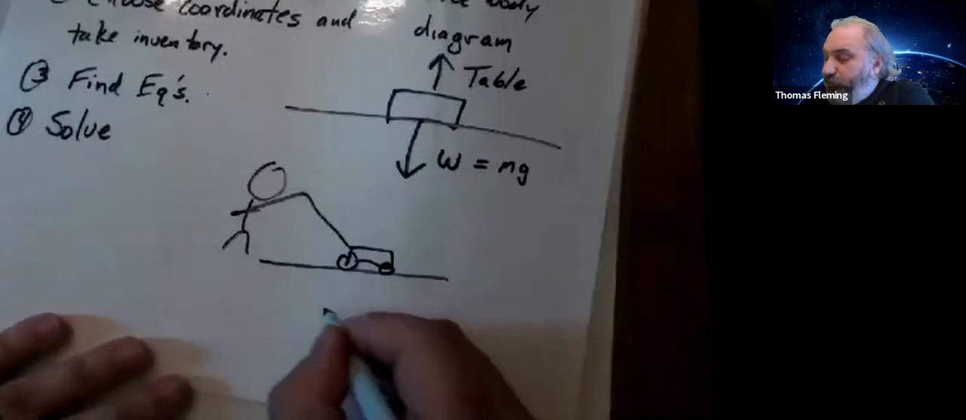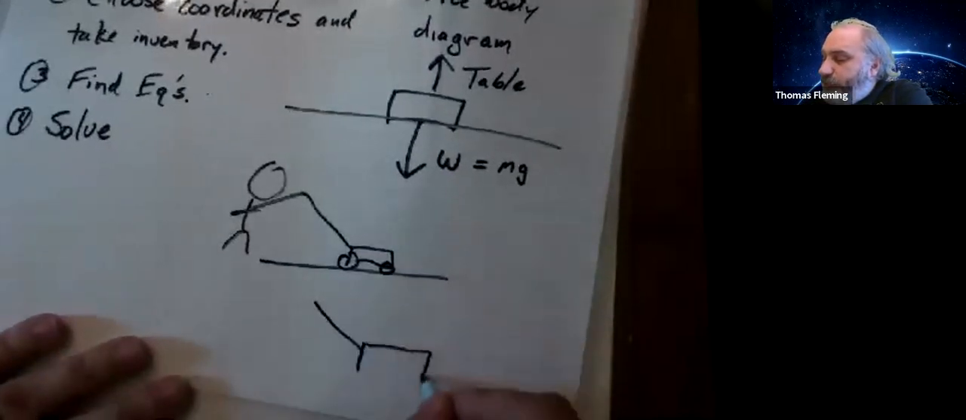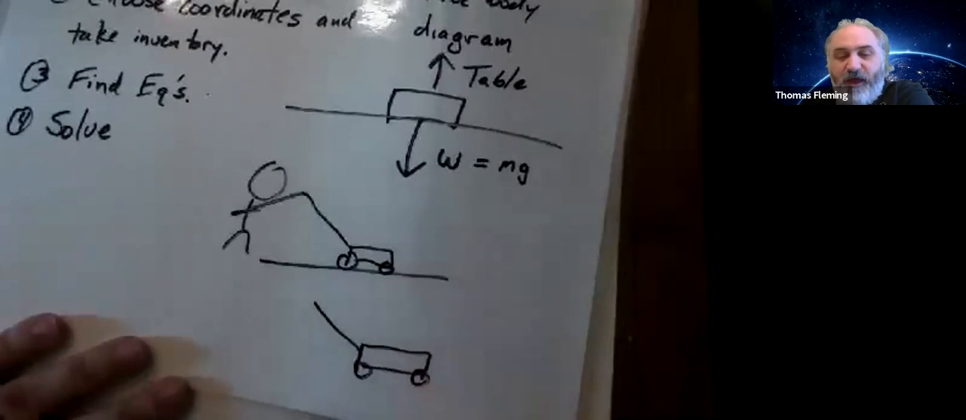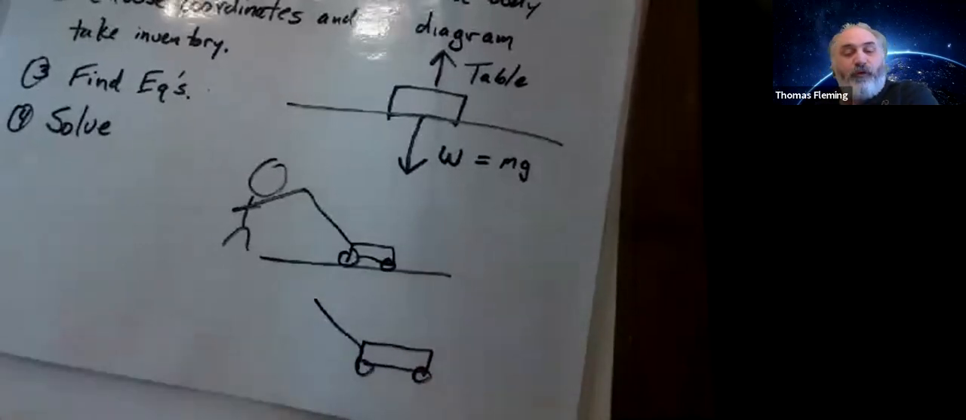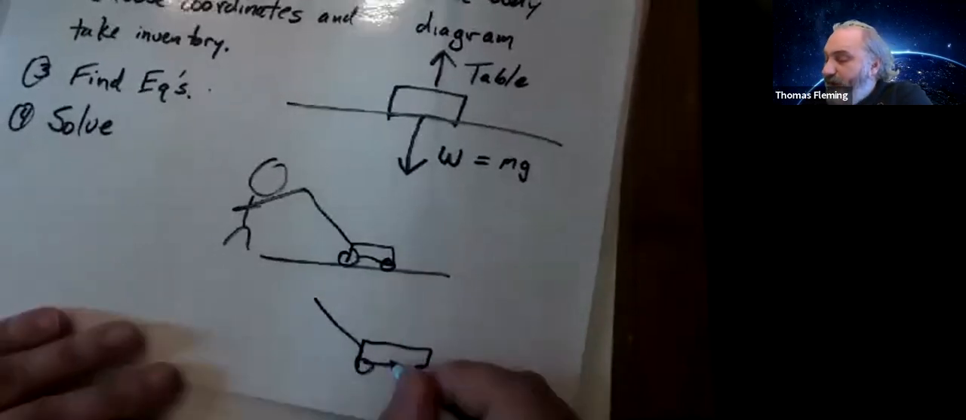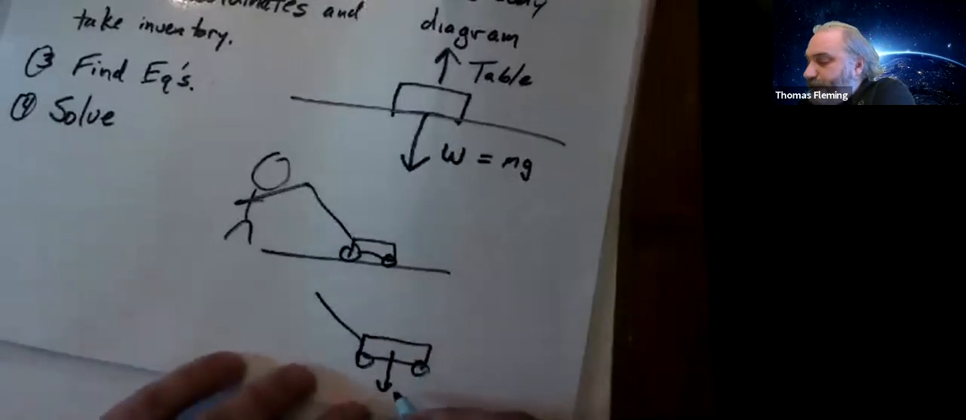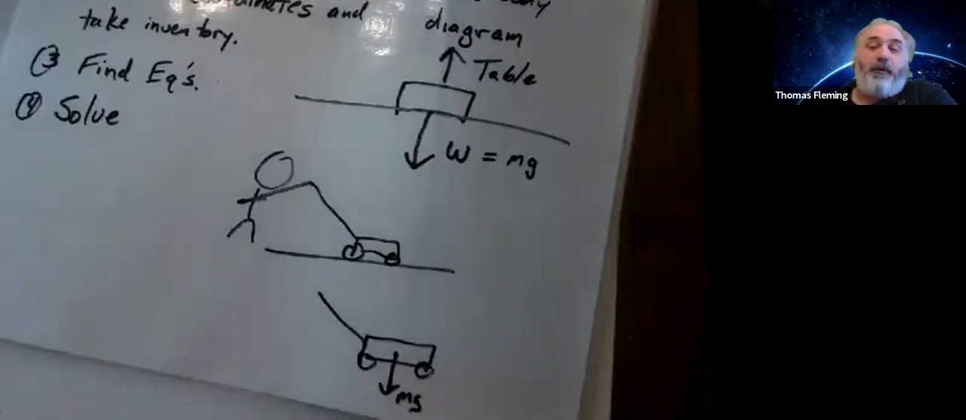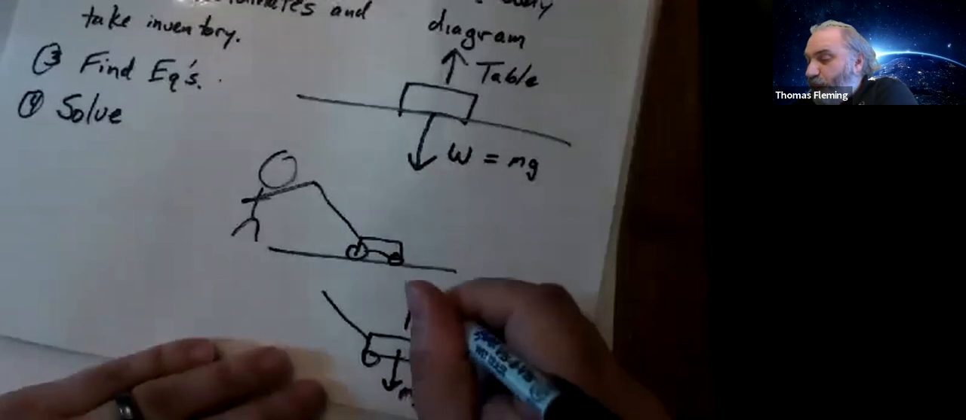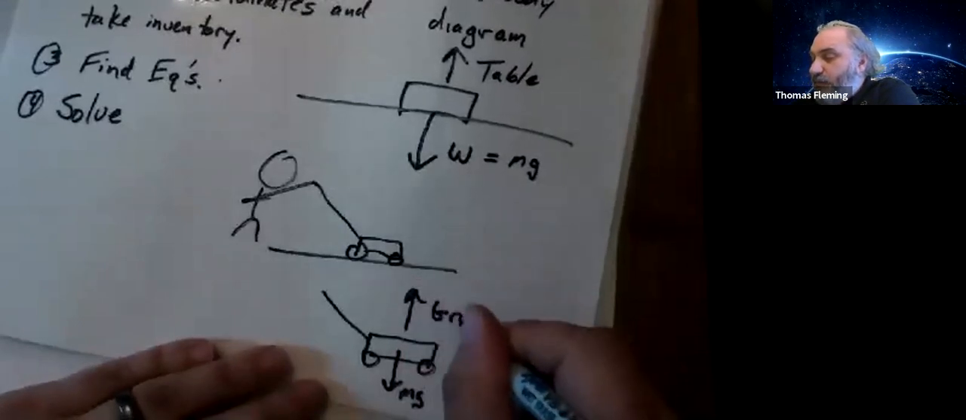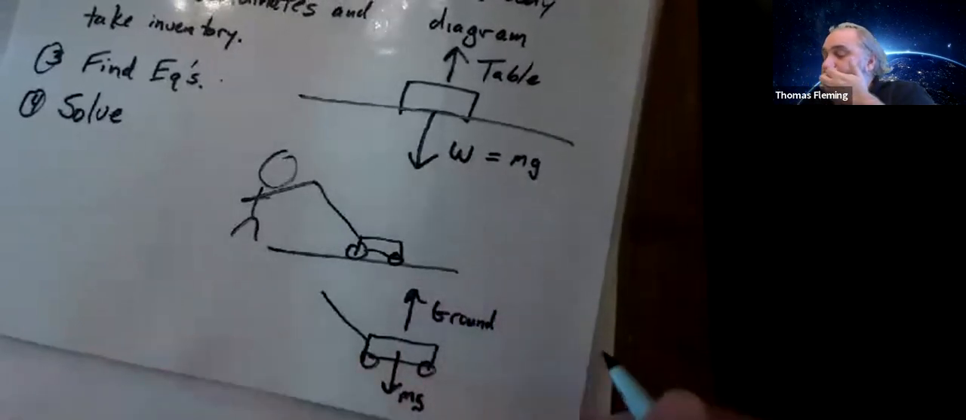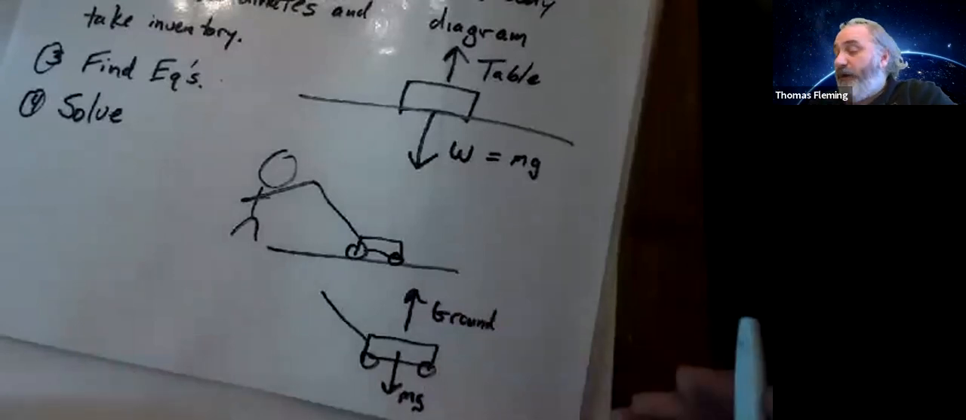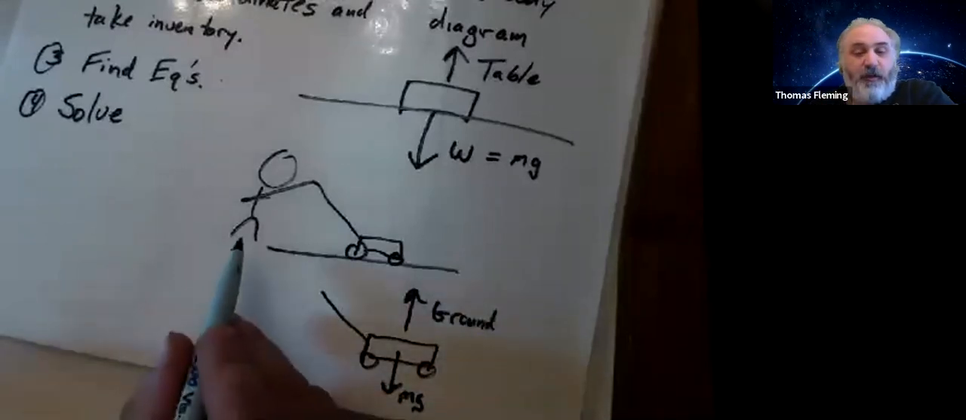So for instance, if I'm doing just the lawnmower, I might draw that off to the side. And what forces are acting on the lawnmower? Well, gravity pulls the lawnmower down, right? But the lawnmower is touching the ground. The ground is going to push the object upward. So I've got a force from the ground pushing it upward. Now, what else is touching the lawnmower? The guy is touching the lawnmower. The guy is pushing the lawnmower forward.